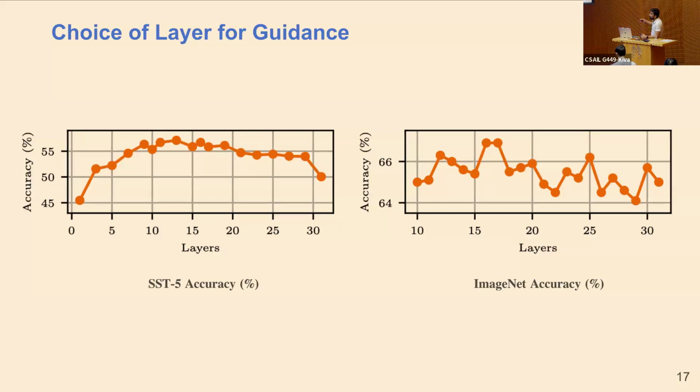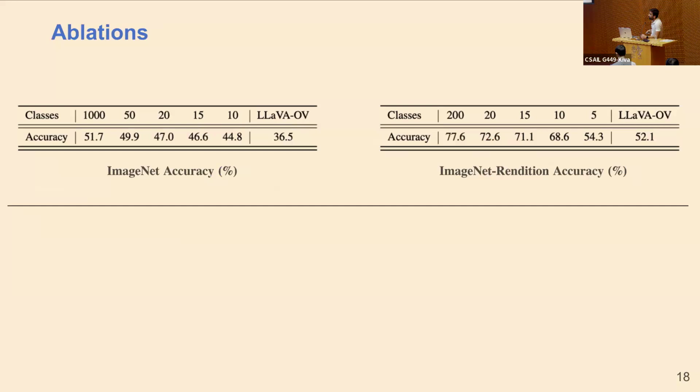Yeah, so this is how we chose the middle layer, which is layer 17, for this guidance in our work. And then there are some interesting ablations where we reduce the number of images for calculation of this purity metric. For example, in ImageNet, there are 1,000 classes. So 1,000 images would be the complete set, and then we just decrease the number of images.